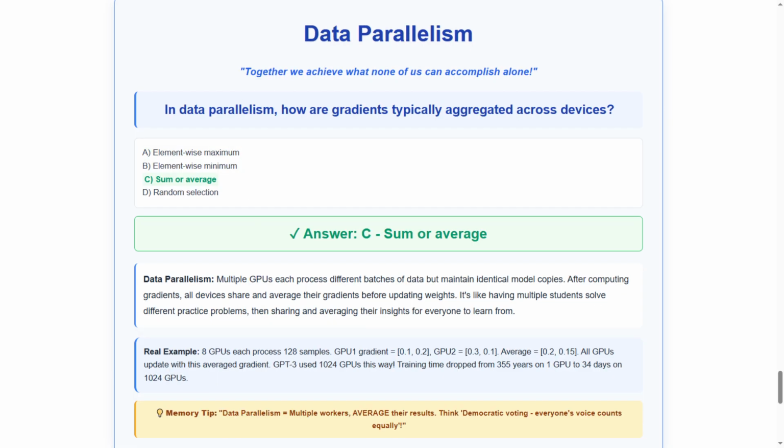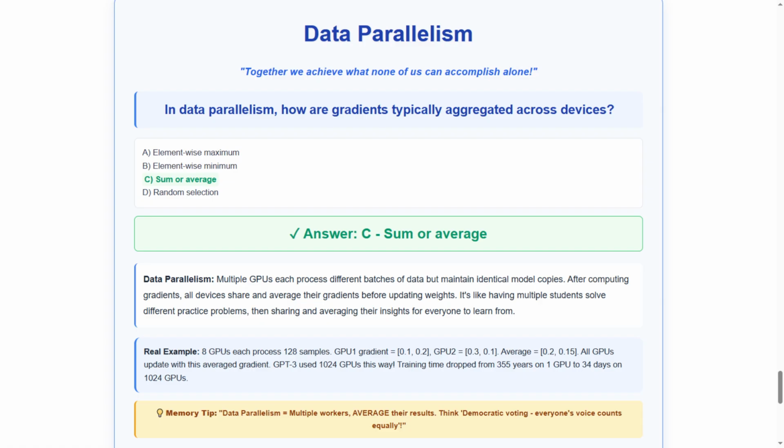In data parallelism, how are gradients typically aggregated across devices? A. Element-wise maximum. B. Element-wise minimum. C. Sum or average. Or D. Random selection. The answer is C. Sum or average. Why average gradients?